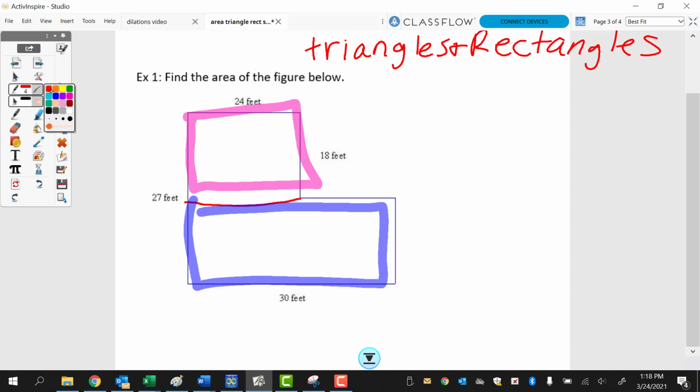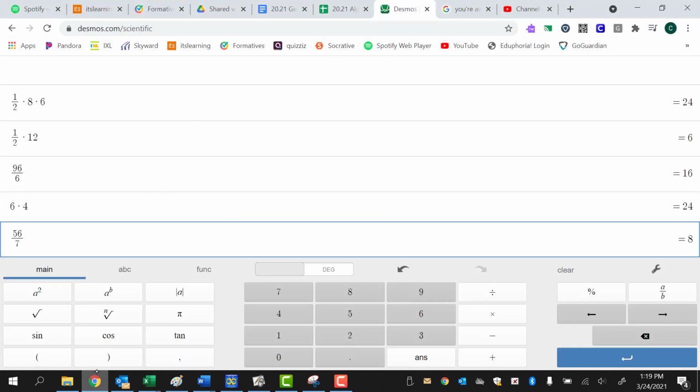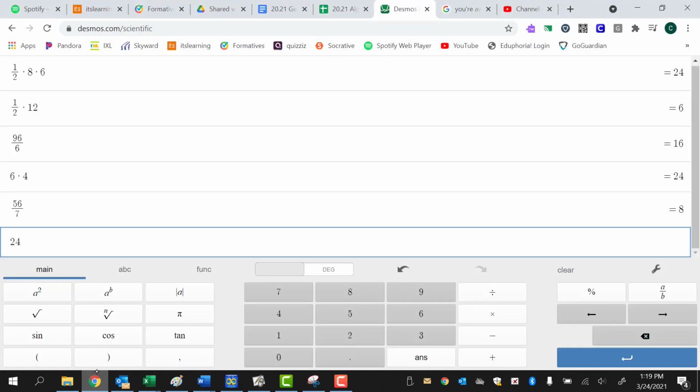So up here, this is a rectangle. So I know rectangle, we should be using A equals BH. What's the B and H on this rectangle up here? Well, that's going to be the 2 sides, 24 and 18. So we're going to say this is B, this is H. Let's plug it in. 24 times 18. Type it in Desmos. What do we get? 24 times 18 is 432.